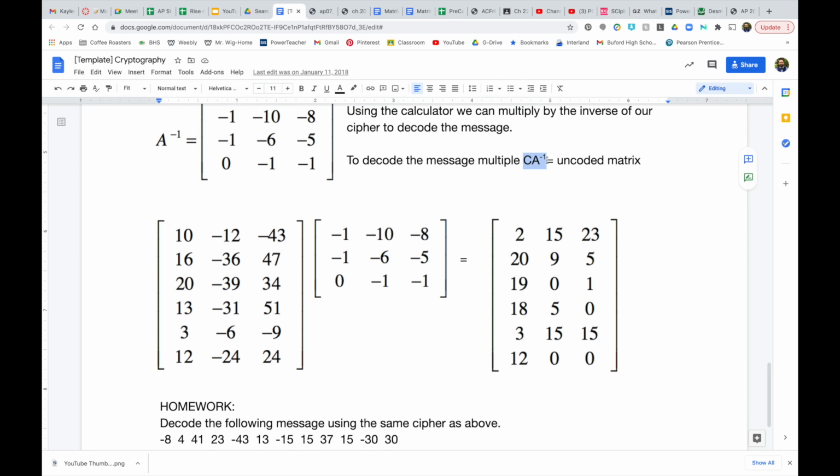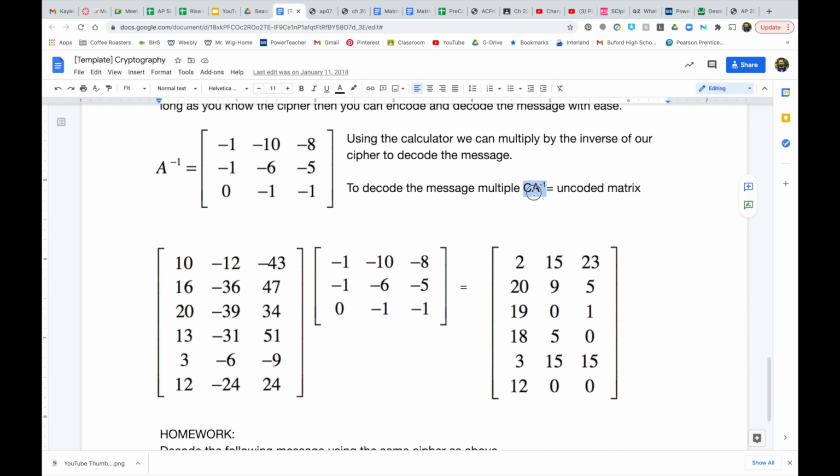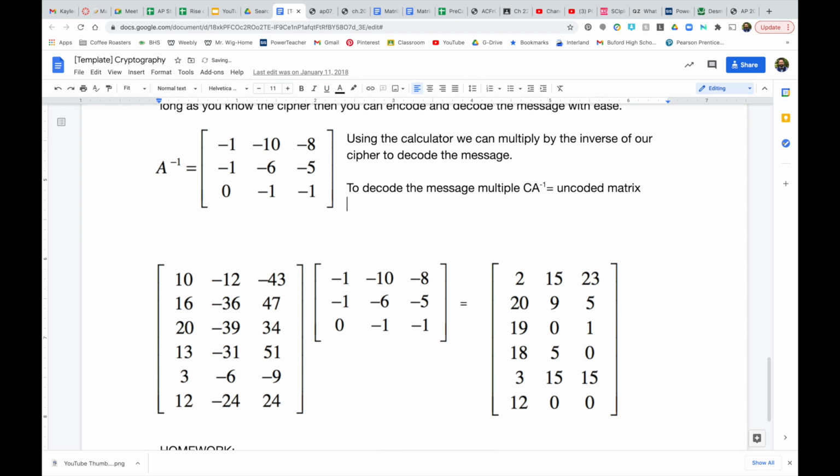When you multiply, it's really going to be C A inverse. For me, C is my coded message. That letter can be different for you, times the cipher inverse. So if we really think about it, it's the coded message times the cipher inverse. That's going to be equal to your uncoded message.